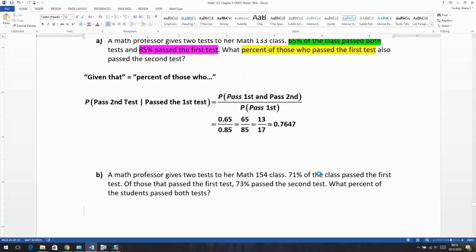Okay, well, let's see here. 71% passed the first test. That's sort of akin to the pink part up above, right? So we know the chances of passing the first test for both of these. And then it says, of those that passed the first test, there's that "of those" again. Well, that's giving you a conditional probability right there. They're saying of those that passed the first, given that they passed the first, 73% passed the second. So let me type that up.